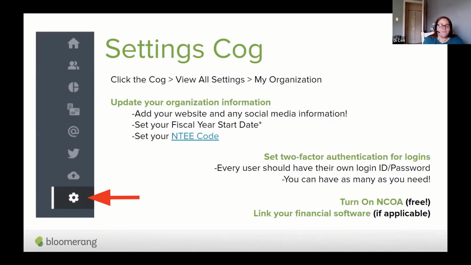As you can see in this slide here, I've pulled up a screenshot of the settings cog here in Bloomerang. So regardless of what database you're using, I recommend finding the section in your database that houses your organization's unique data and ensure that it's accurate. In Bloomerang, you'll click on the settings cog. As a note, if you don't see the settings cog in your Bloomerang, you don't have administrative rights. So only administrators can see the cog. But once you click on the cog, you're going to click on View All Settings. It's in the top row, so you're going to click on All Settings, and then up in the top row, you're going to click on My Organization. So this is where you can update your individual organization contact information, turn on your NCOA settings, link financial software if you're using one of our integrated softwares, set your NTEE codes, and your fiscal year start date.